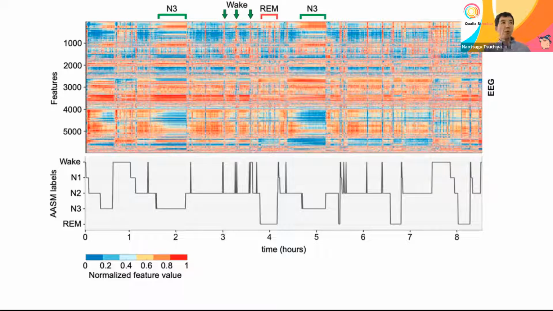So this is one particular example of one subject's data. This is roughly 8 hours of sleep data from one particular subject in an open dataset. The subject goes from wake state to N1 to N2 to N3 in the initial 30 minutes, then comes back to wake state, and then goes to REM sleep roughly 4 hours after that.